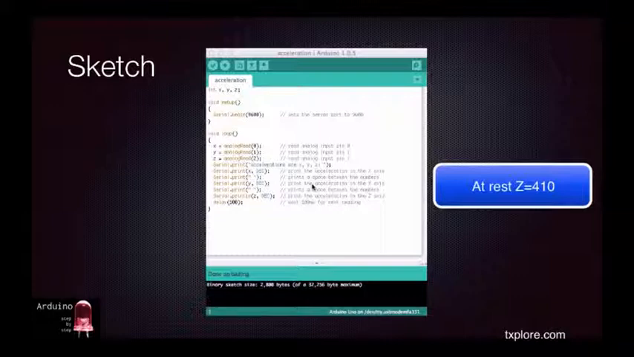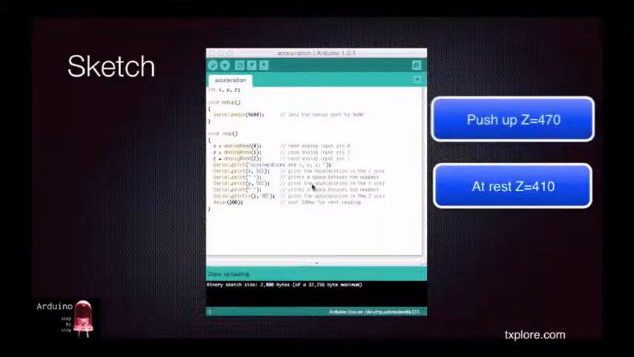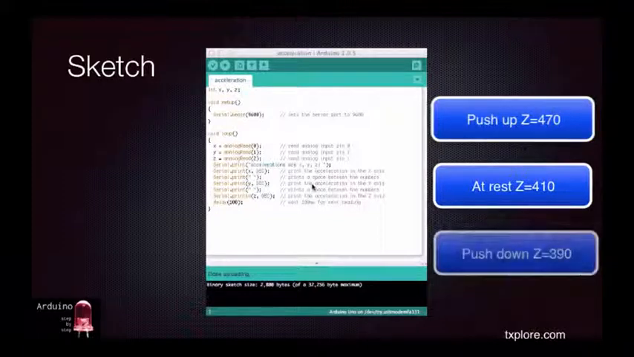If I push the device upwards, I apply force along the z-axis, which makes the test weight inside the accelerometer feel heavier, and the voltage on the Z pin increases, causing the reading to increase. For example, in my case, it went up to 470. If I push the device downwards, the opposite happens.